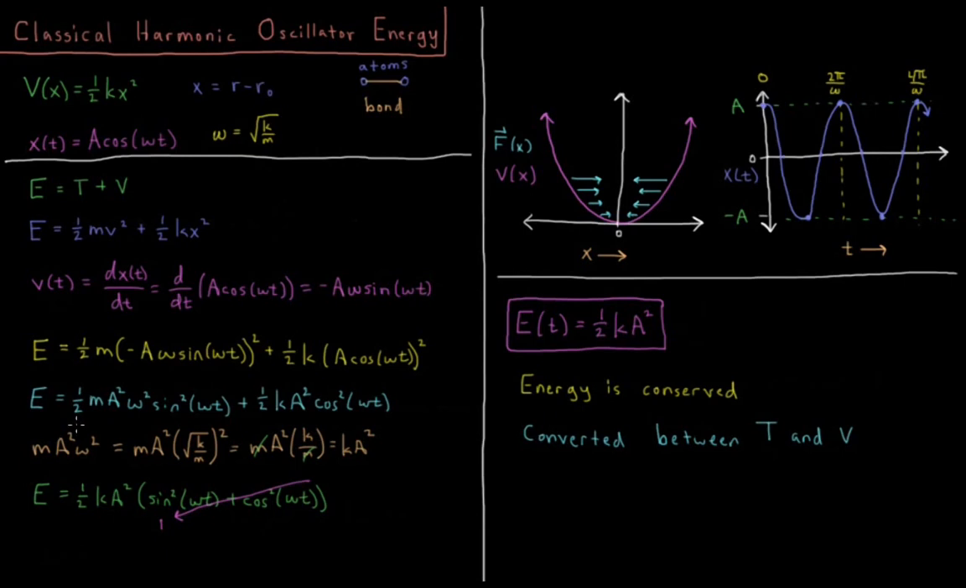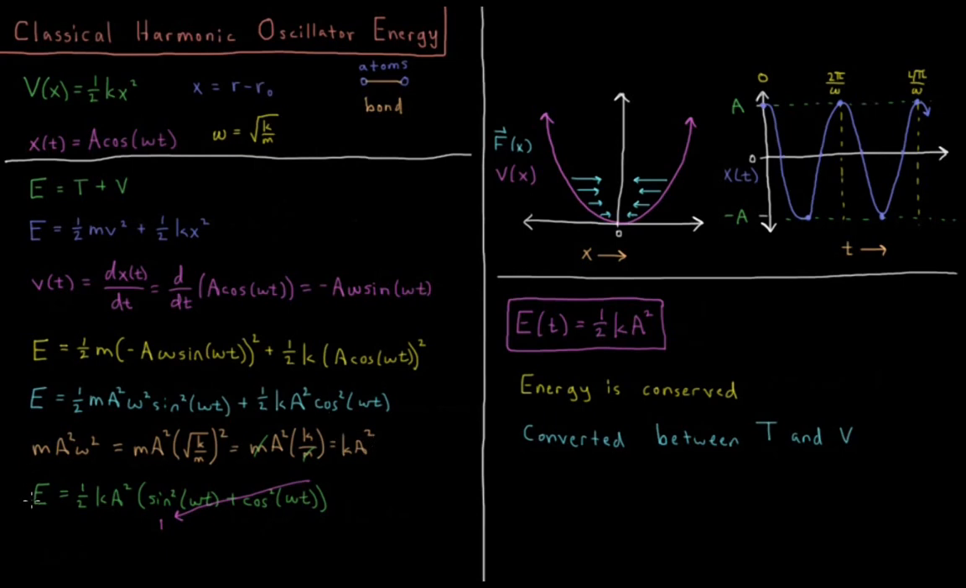So we want to see if there's a relationship between m, omega, and k. All right, so m A squared omega squared. Well, omega is the square root of k over m, so we can substitute in the square root of k over m, squared, which gives us m A squared k over m. So the m's cancel, and what we're left with is just k A squared. So this m A squared omega squared gets substituted with k A squared.